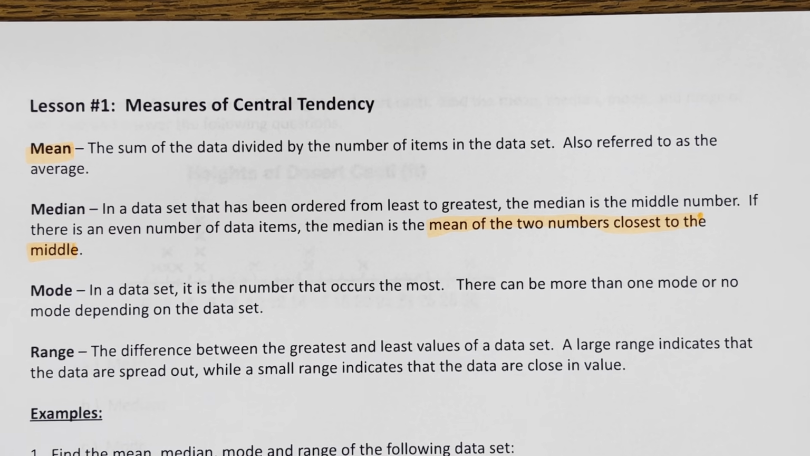The mode in the data set is the number that occurs most often. Okay, sometimes there might not be a mode. The range is the difference between the greatest and the least values in the data set. Okay, a large range indicates that the data is spread out, while a small range indicates that the data is close together.